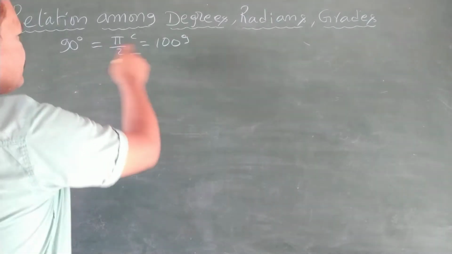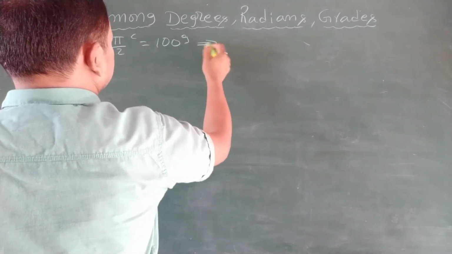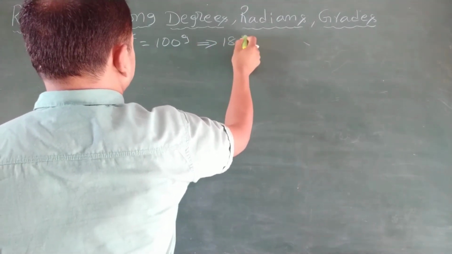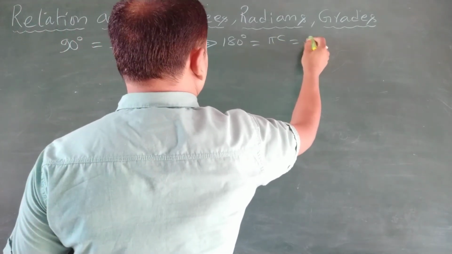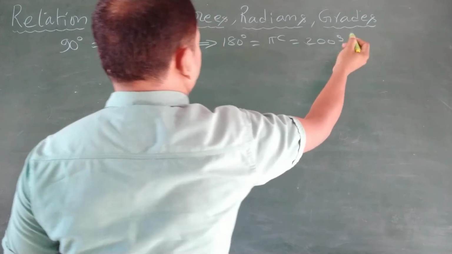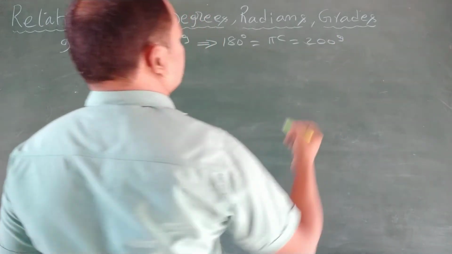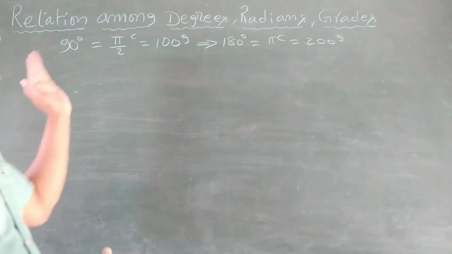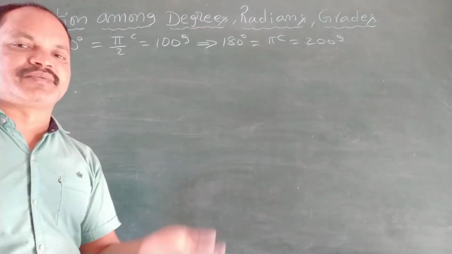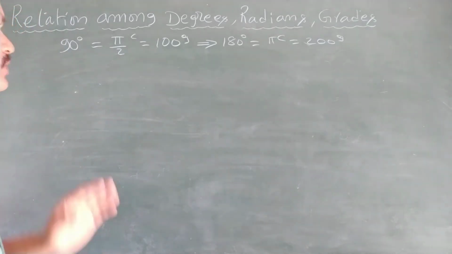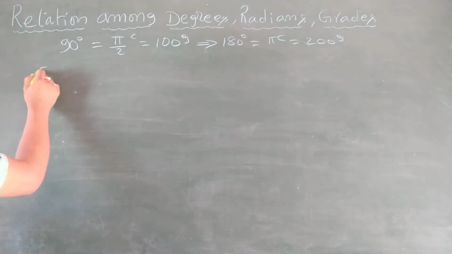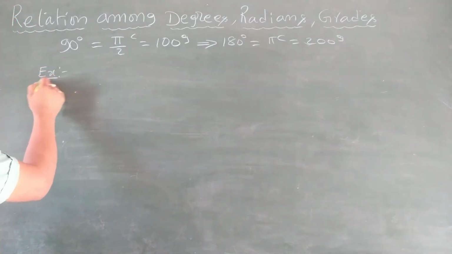So multiply with 2 for this. 180 degrees is equal to pi radians is equal to 200 grades. Now, how to convert degrees in terms of radians, radians in terms of grades, like that. So, examples we have to take.